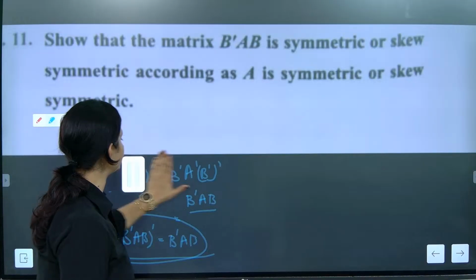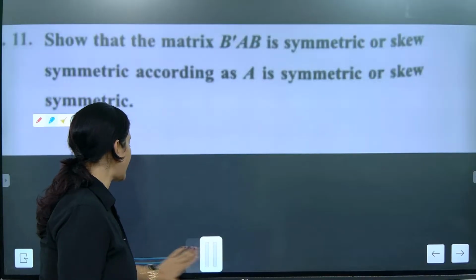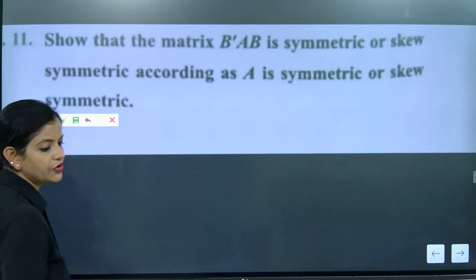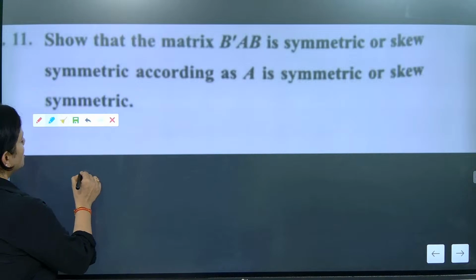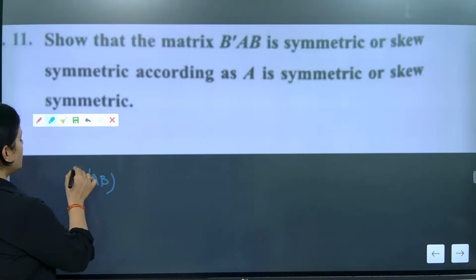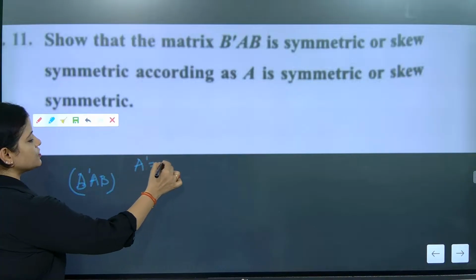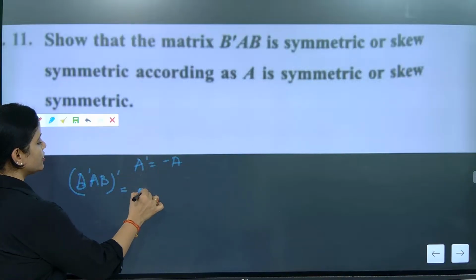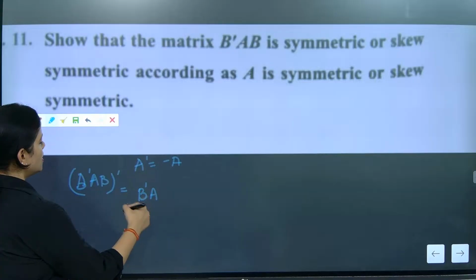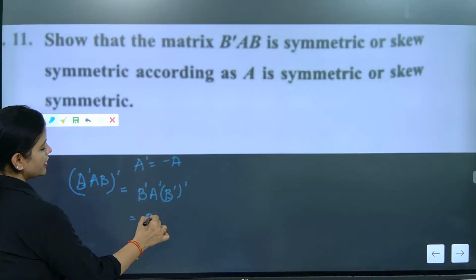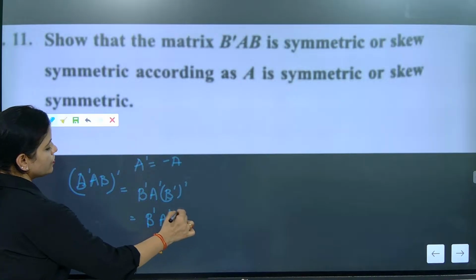Now we will take the next one. The next one is the skew symmetric case. Now let's check how we are going to prove it for a skew symmetric matrix. B transpose A B. If A is a skew symmetric matrix, it means the transpose of A will be equal to minus A. Now we will apply transpose, so it becomes B transpose A transpose B transpose transpose, which is B transpose A transpose B.